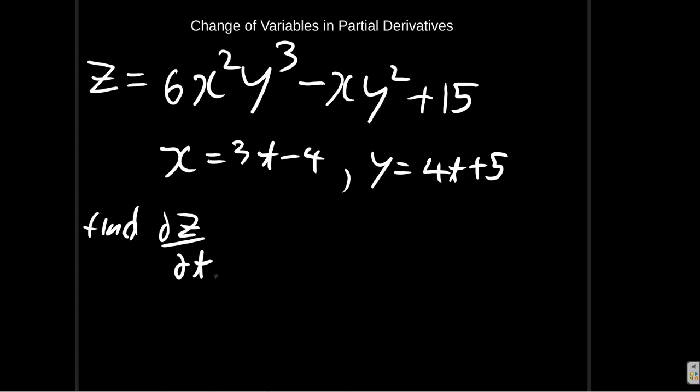dz by, delta z by delta t. Okay, so you're finished? Finish finding delta z by delta t? Alright. Now, here. You could, of course, go through the steps that I used earlier in the previous video.